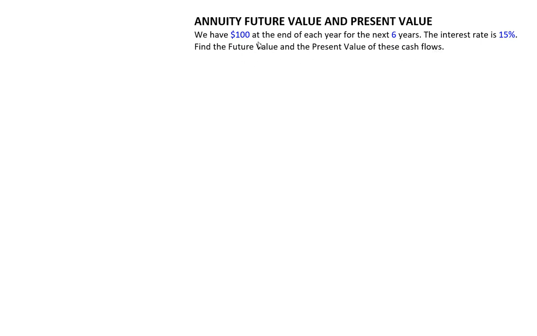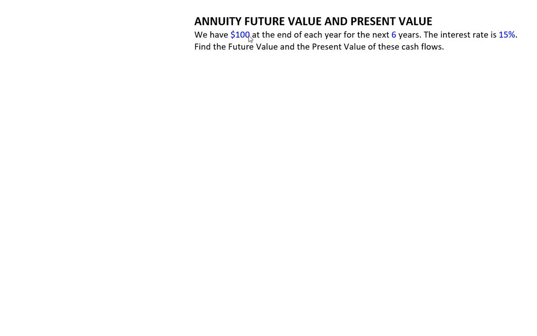Usually, when we are asked to find the future value, first, what do we have here? Is it a single cash flow? Is it multiple cash flows? And if so, is it an annuity? It says $100 at the end of each year for the next 6 years, which tells us that we have 6 identical cash flows of $100 each.